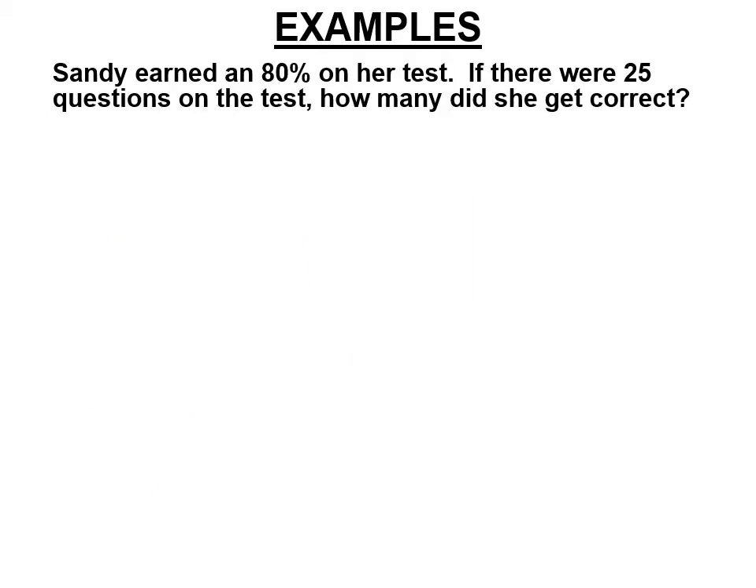Sandy earned 80% on her test. If there were 25 questions on the test, how many did she get correct? Well, 80%, right? If you've memorized that 80% is 8/10. Now you could use 4/5 as well, all right? But we're going to do 80% is 8/10. Then you can cancel. 5 goes into 10 twice. 5 goes into 25 5 times, and 2 cancels also with this 8. So if you made it 4/5 right off the bat, you would go a little faster.